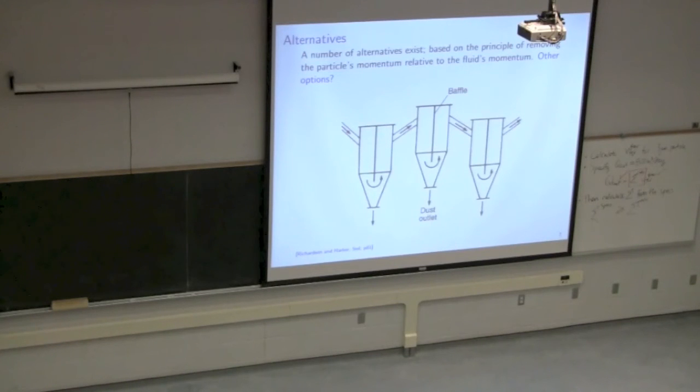So let's consider the principle of removing dust from air. Removing it is based on the fact that usually you want to stop the dust particle's momentum, and allow the fluid to continue on. So there's a number of ways that one can do that, right? A cyclone is one option, but there might be other options where you simply use vertical walls, which are called baffles, which will stop the solid particles from moving, the solids will drop out, and then the fluid will continue on.